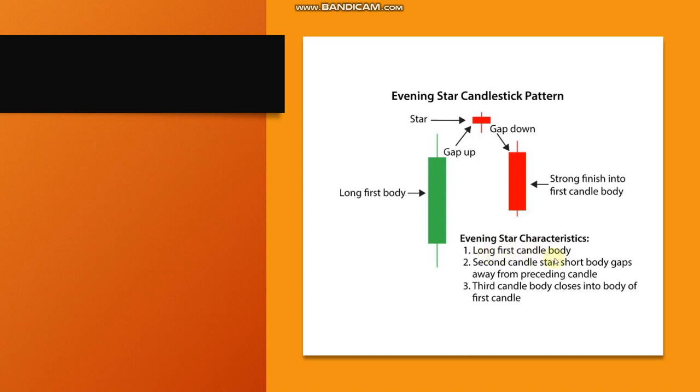Long first candle body, this one. Second candle star, a short body gaps away from preceding candle, open gap up. Third candle body closes into the body of the first candle. It closes into the body of the first candle.